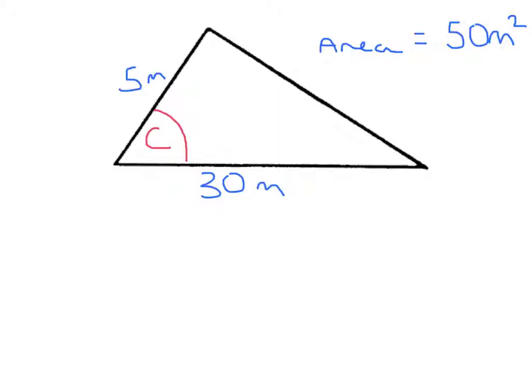Here's a slightly different example. In this one we're told that the area is 50 meters squared. We know that side A is 5 meters and side B is 30 meters, and we're being asked to find the size of angle C. I want you to have a think over this question, try and answer it yourself using the formula that we just used, and then we'll go over it in a second.